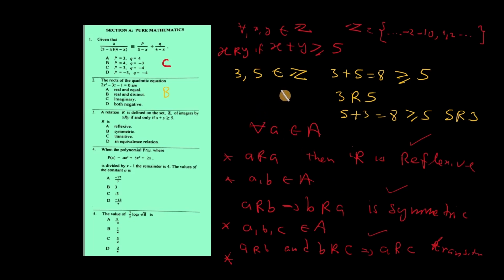So we have taken two elements in the set Z. 3 relates 5. Now we've seen that 5 also relates 3. It means this relation is symmetric.